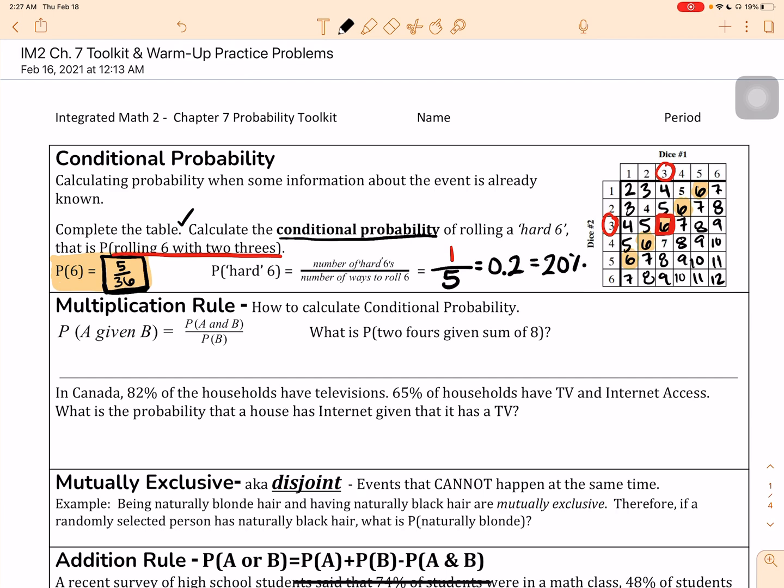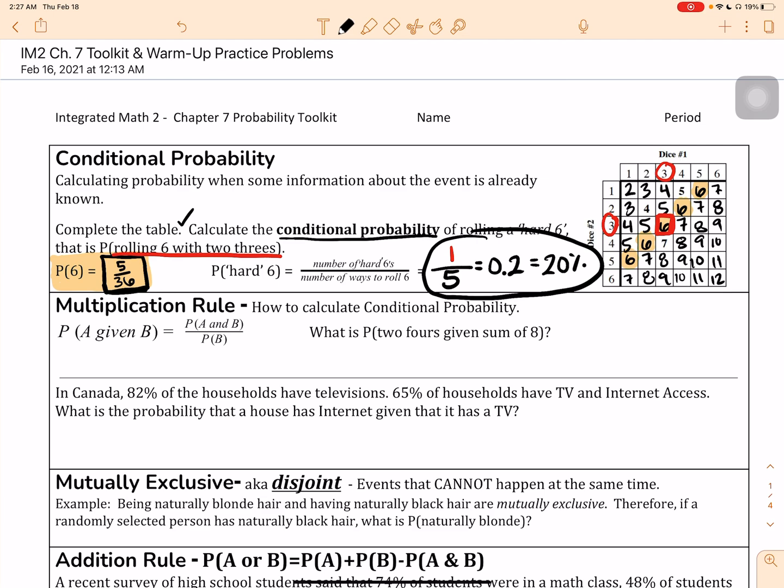You want to make sure you know how to convert from a fraction to decimal to percent, and from a percent to decimal to fraction. Okay, you want to make sure you're familiar with that. That is a prerequisite skill that you should know. So make sure if you're struggling, you either reach out to me or you YouTube how to do it. I'm sure there's plenty of videos online.